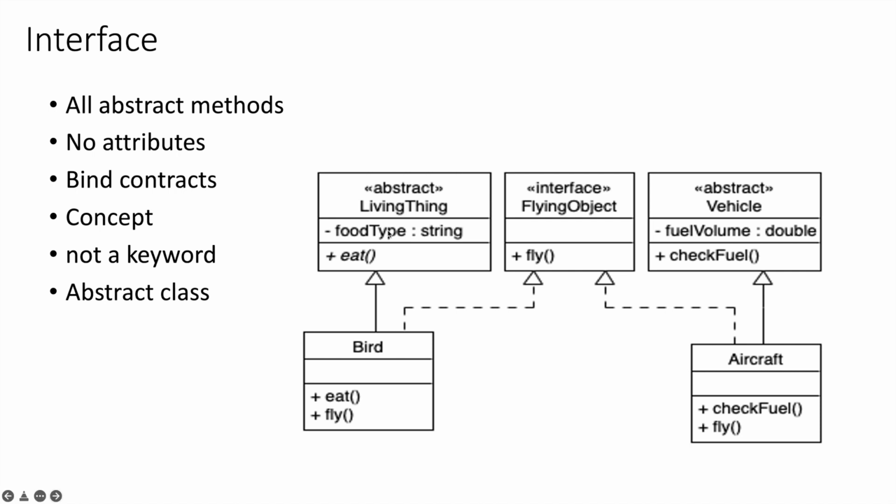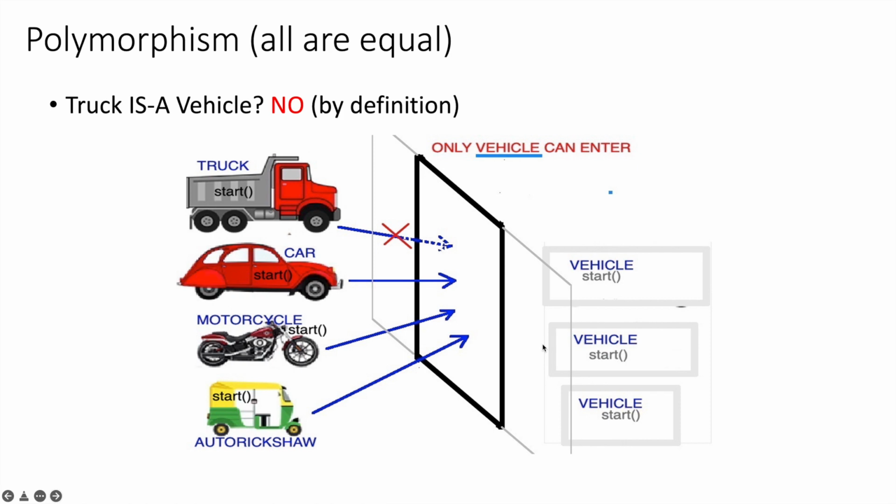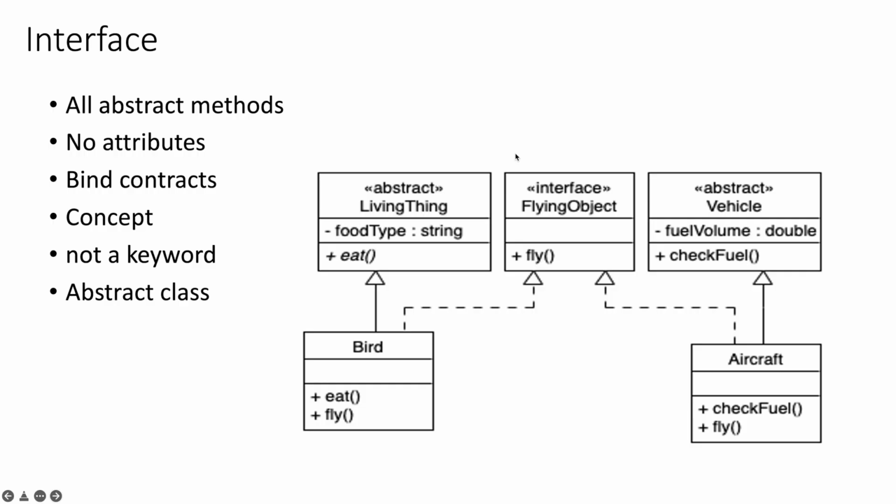Now an interface is used for binding a contract with the classes, like this fly is a contract. So any outside client is going to access these two objects as flying objects, like our gate door, right? Suppose it is written here only flying objects. Obviously, all living things may not pass through, all vehicles may not pass through, but Bird will pass through and Aircraft will pass through. A Dog will not pass through because it is not implementing flying object.